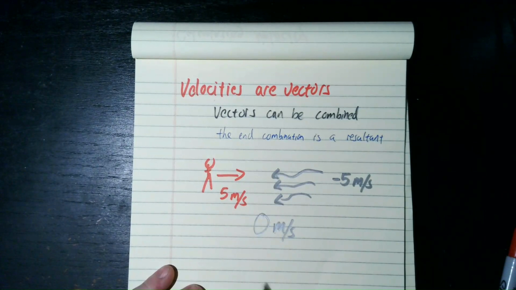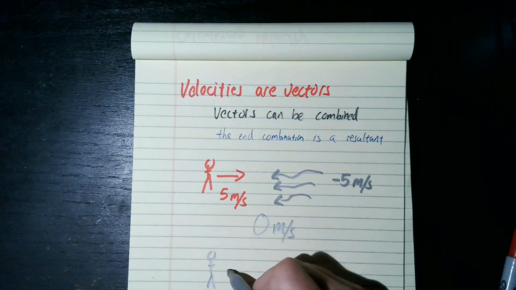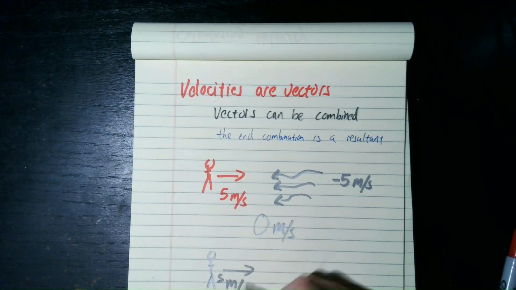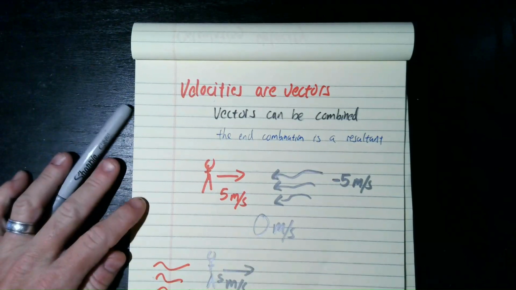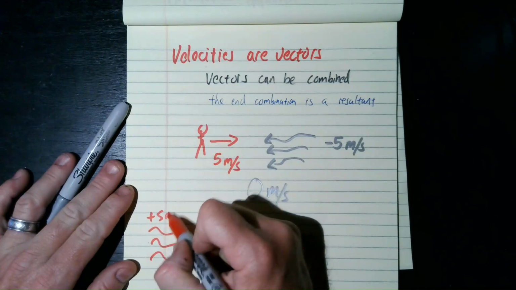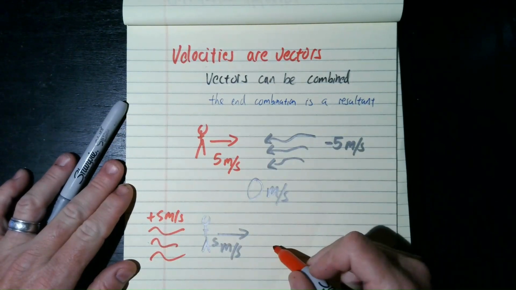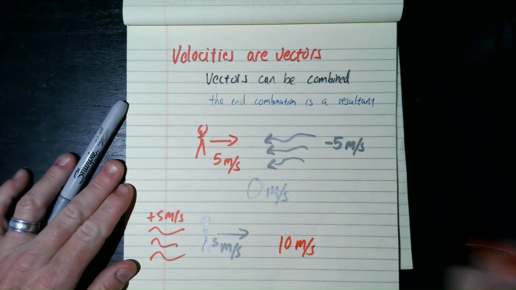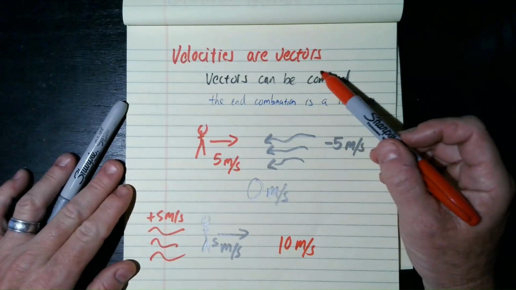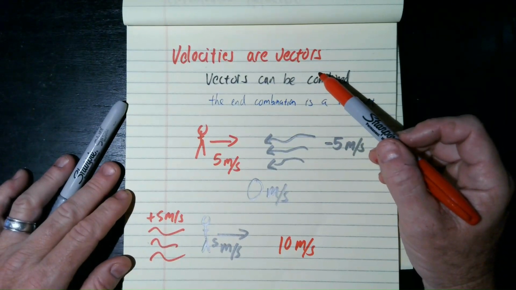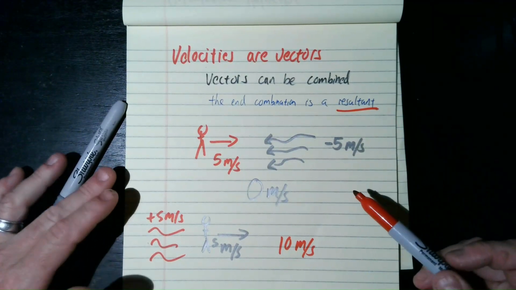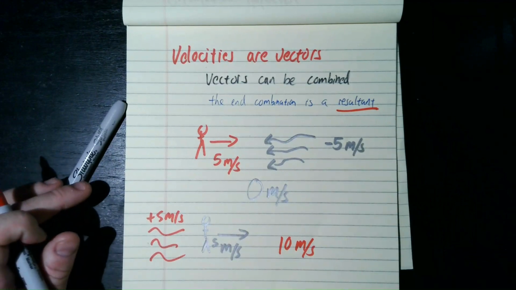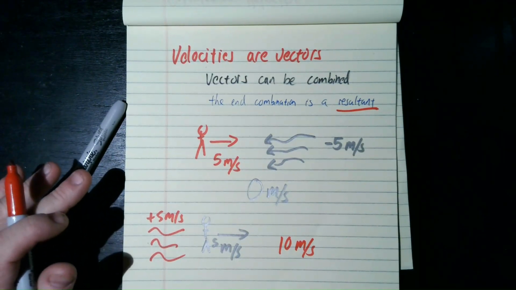Vectors add together. Now, on the other hand, if I was walking this way with a speed of 5 meters per second and the wind was behind me at 5 meters per second, my resulting velocity would be 10 meters per second in the positive direction. Remember that vectors can always be combined. They are always combined. They add together, and the end result is called a resultant. In this case, the resultant is a velocity, not a where or how far, a displacement.